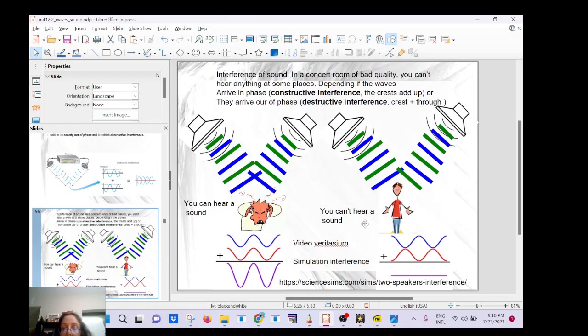Okay, I have these nice pictures that I have made, and you see crest to crest, it's going to be very loud. Crest to trough, it's going to be nothing. It's going to be a blind spot. And you see that if you are listening to music in a home which does not have good acoustics, you're going to sit at some place and not hear anything, and at some other place it's going to be very loud.